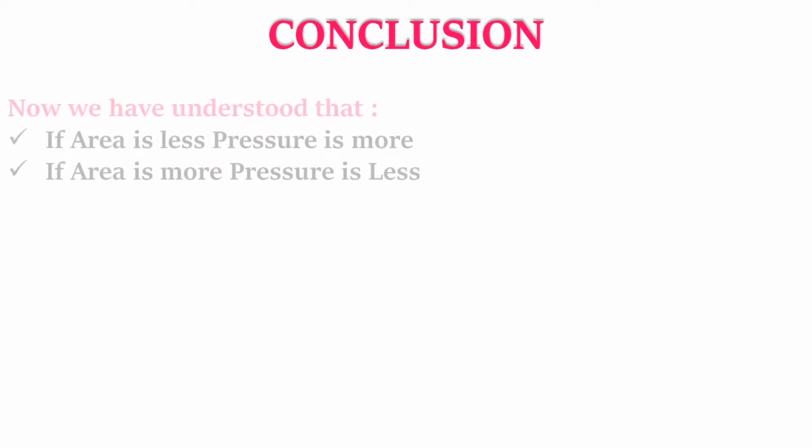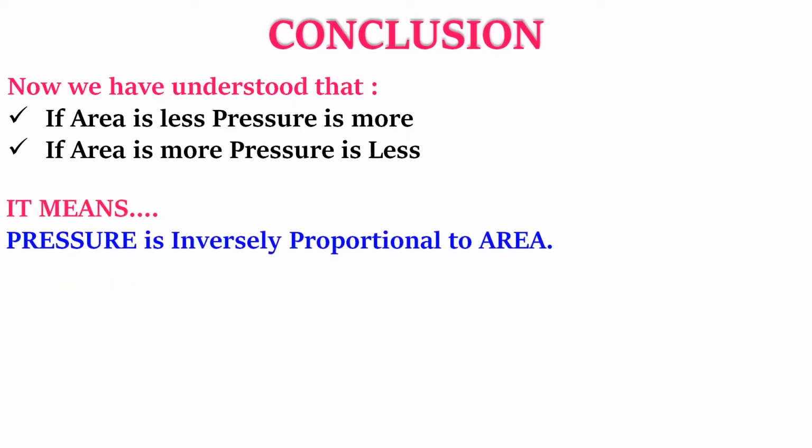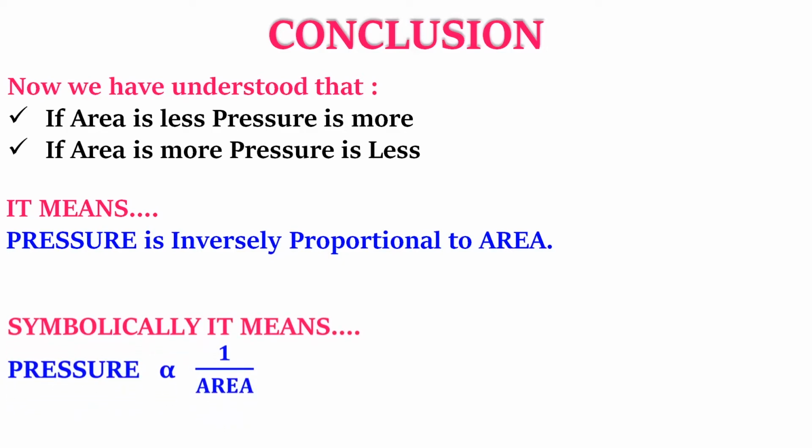What is the conclusion drawn? Yes, the conclusion drawn is if area is less, pressure is more, and if area is more, pressure is less. It means pressure is inversely proportional to area. And symbolically, it means pressure, the proportionality symbol, 1 upon area, which reads as pressure is inversely proportional to area.